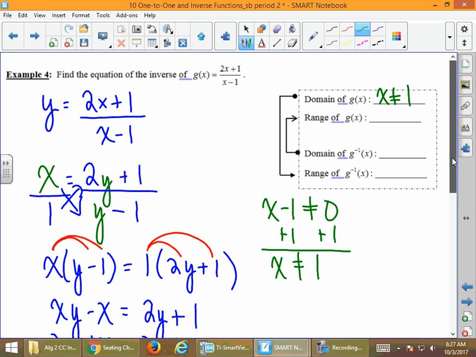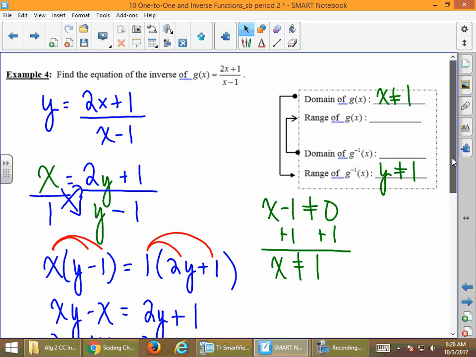Once again, if you didn't hear me before, MathXL lets us use that notation, luckily enough. But the domain of the original function is also the range of the inverse. So remember, when you get down to range, it's a y value. So y doesn't equal 1. So we know part of the answers here.